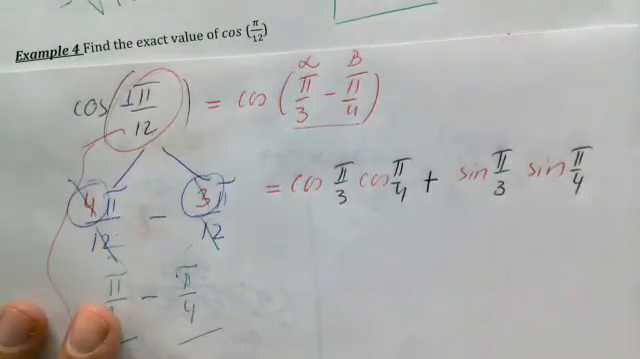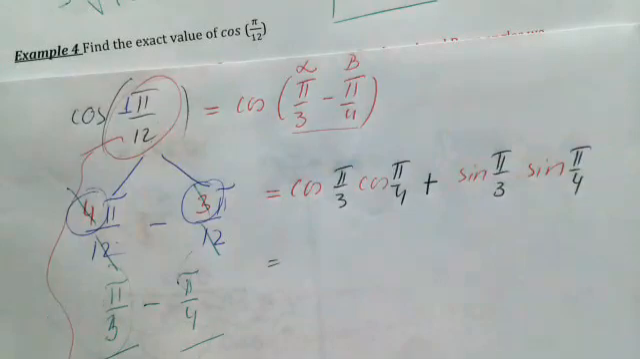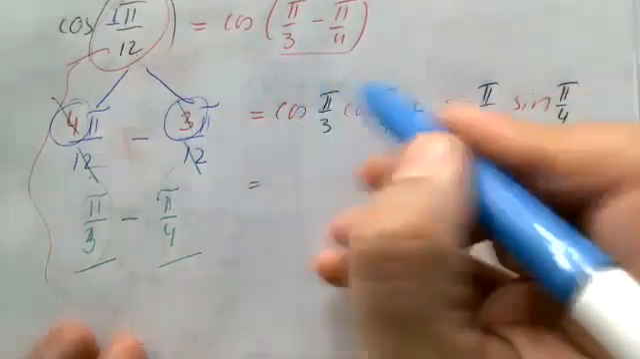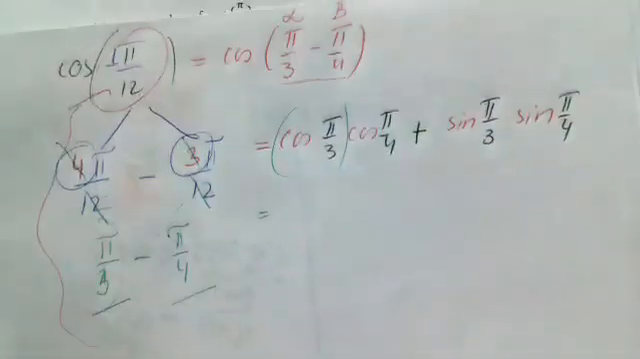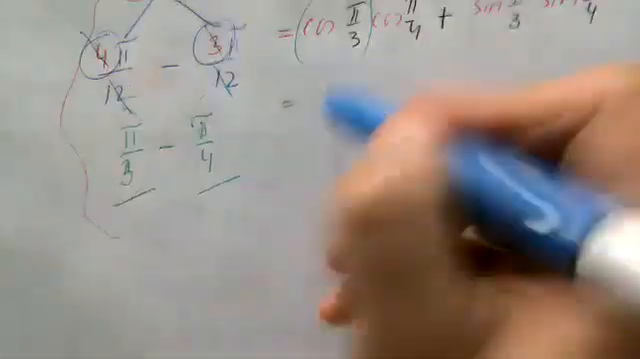Now, one by one, evaluate. Careful, this is such a common mistake. It bothers me. I don't know why it bothers me so much, but I see this. Cosine of pi over 3. What's the evaluation of that? We've done it already today. Pi over 3, cosine is 1/2. I see cos 1/2. Is that correct?